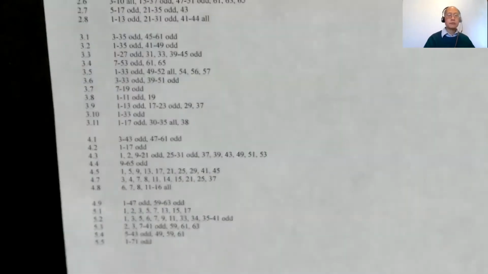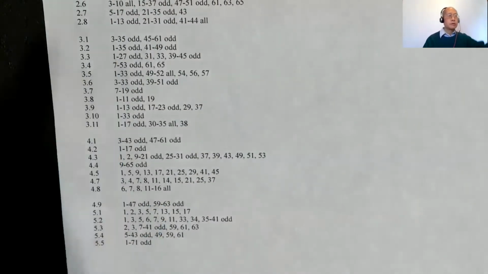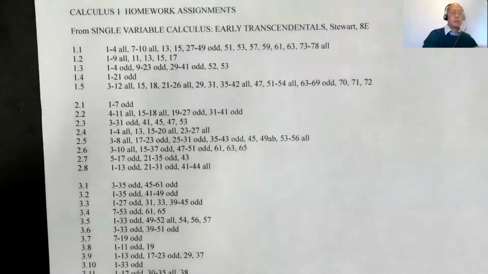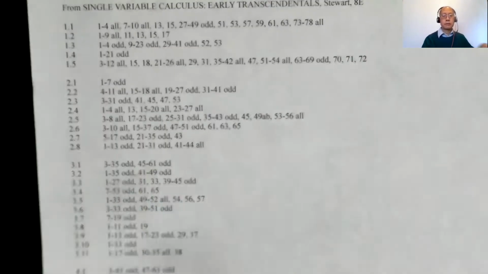This is section 3.1, beginning chapter 3, which is on derivative shortcuts. It's the longest chapter. So 3.1, adjust the camera here. We have to go up to problem 61. Let me go ahead and pull up the text.